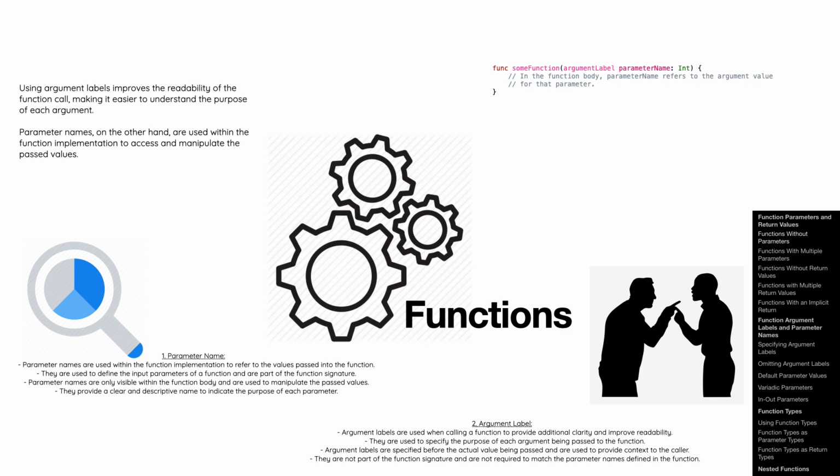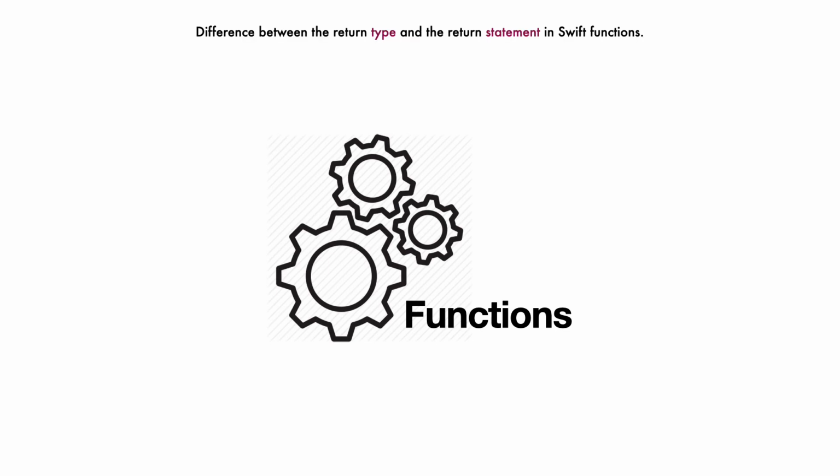Let's see the differences between the return type and return statement in Swift functions. Function sayHello, arrow, string. Here string with the arrow mark is a return type. If you call this function, it will return a value called hello world. So this is the complete chunk of code.